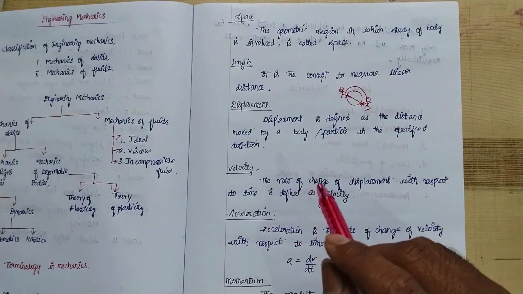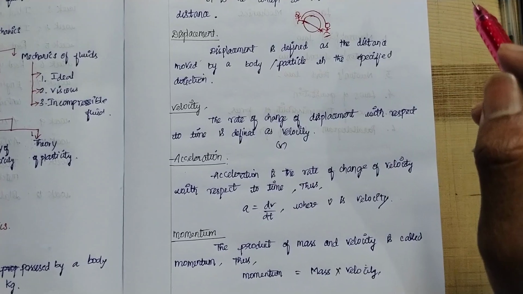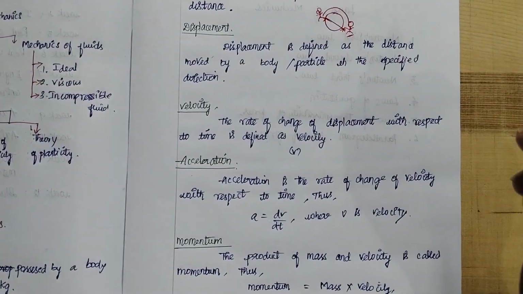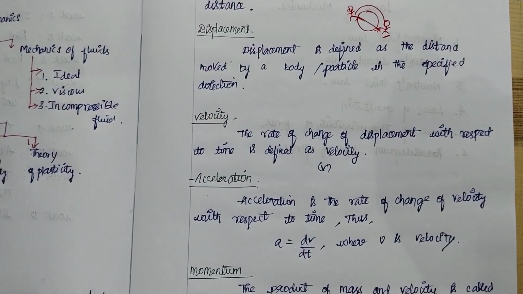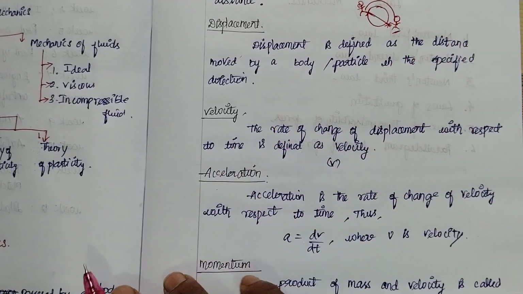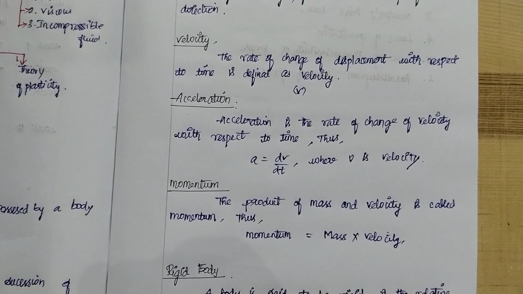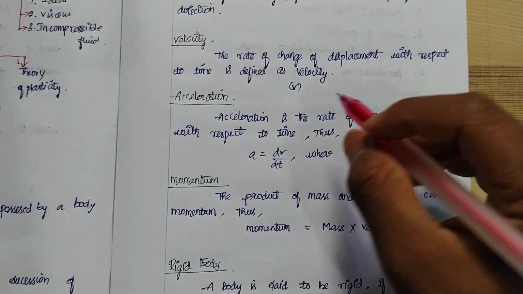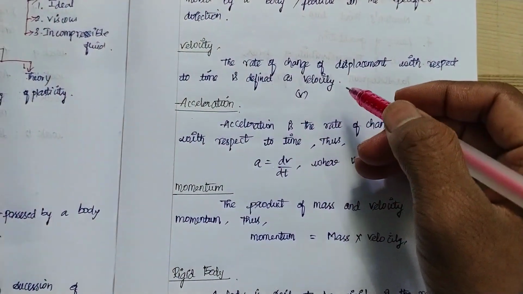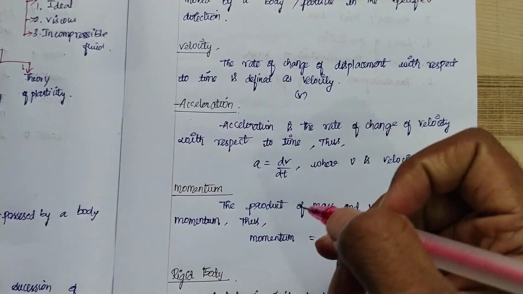What is meant by velocity? The rate of change of displacement with respect to time is defined as velocity, which may be familiar to us. And acceleration. Acceleration is the rate of change of velocity with respect to time. When velocity changes with respect to time, acceleration takes place.